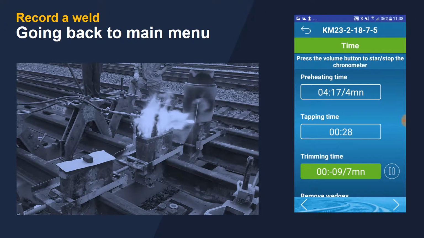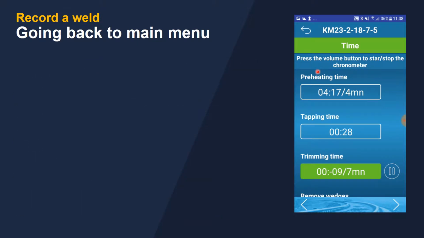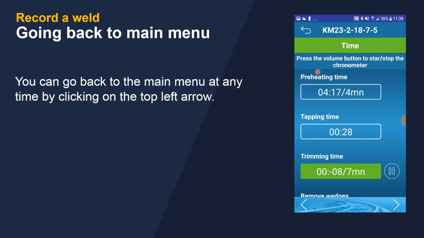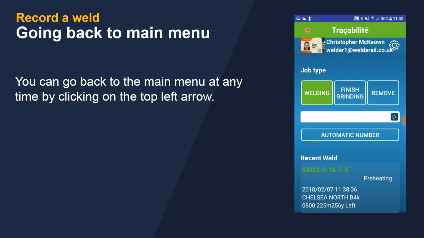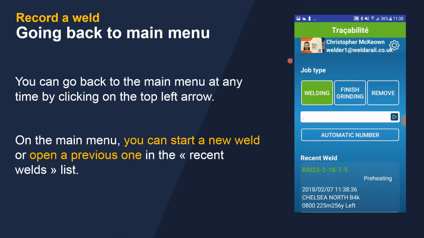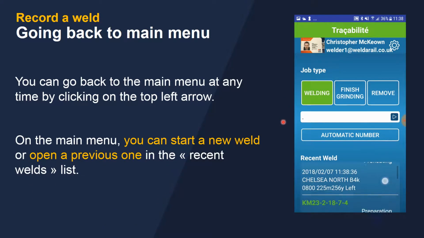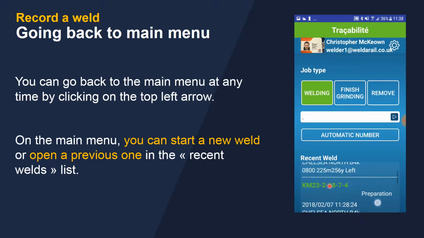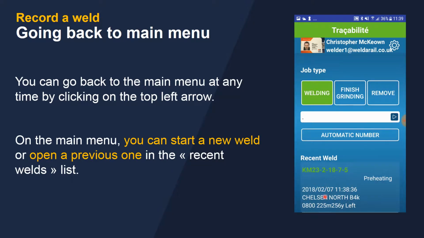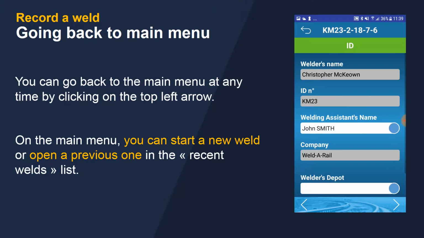Before you start, just a note on the main menu. During your work session, you will have to work on several welds simultaneously. PANDROL CONNECT has been designed to adapt to your operations on site. At any time, you can go back to the main menu by clicking on the back arrow at the top left. From the main menu, you can create a new weld or open an existing weld in the previous welds list. Note that to remove a weld from the list, just leave your finger on it for a few seconds.